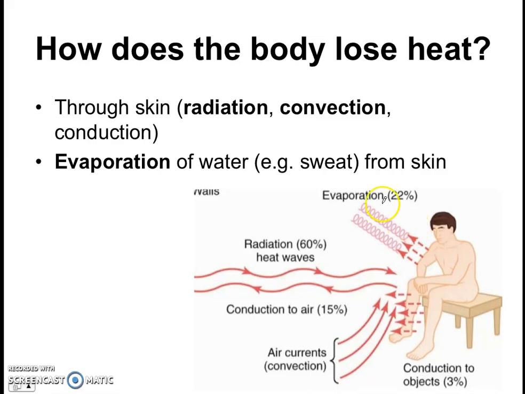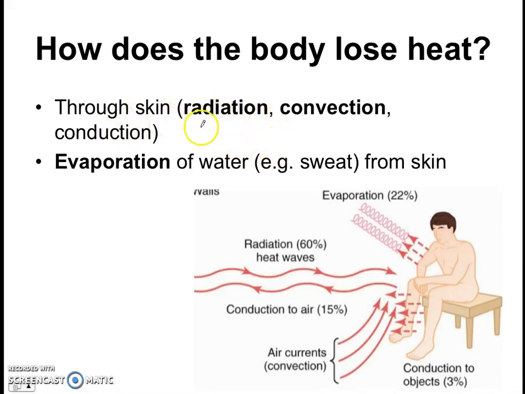Well, the main way is actually through our skin. We lose heat through our skin, through the three processes of heat transfer, which you might have done in physics before. Radiation, right? Heat will radiate out from our skin. Convection, for example, air currents blowing across the surface of our skin will remove hot air and replace it with cooler air and so on. And to a certain extent, conduction, but that's of course less than radiation and convection.